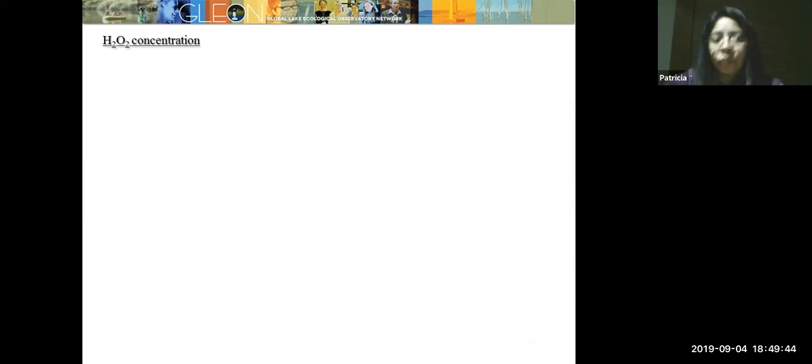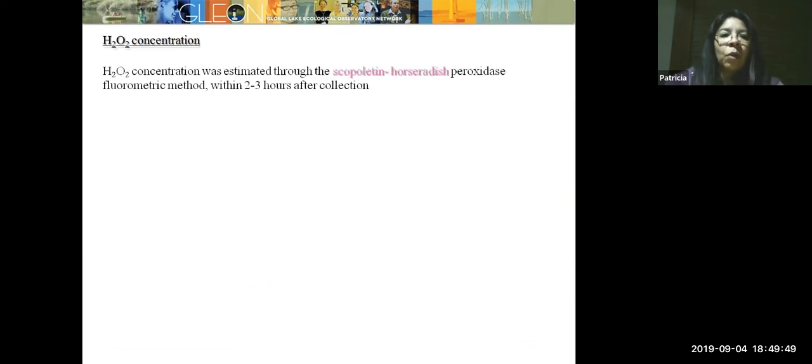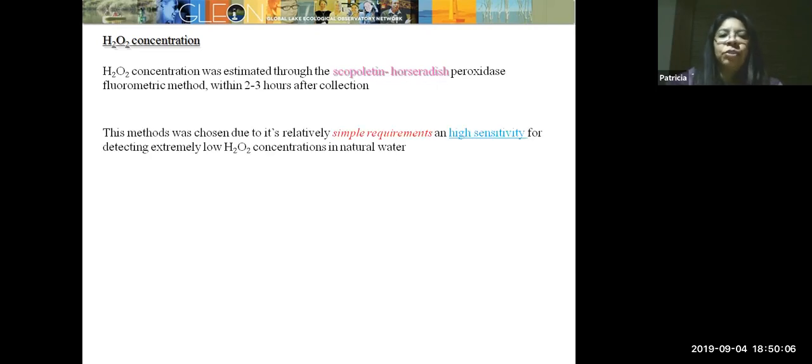In order to measure the hydrogen peroxide concentration, we use a method based on scopoletin and horseradish peroxidase. It's a fluorometric method, and it was performed between 2 and 3 hours after the collection of the sample. It's a very fast method. It was chosen because it's very simple and has very high sensitivity; it can detect very low concentrations of hydrogen peroxide. We are talking about nanomolar concentrations, so we need a very sensitive methodology.